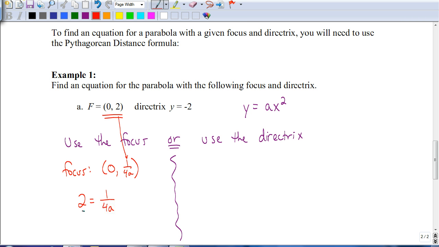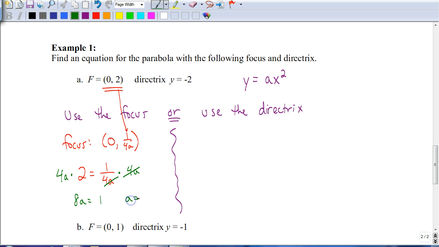So I want to set it up as an equation to say 2 is the same as 1 over 4a. And now we just solve this. I'm going to solve this by multiplying both sides by 4a, which gives me 8a equals, well, on the right side, those 4a's cancel out, leaving us with just 1. So I know now that a would equal 1/8.